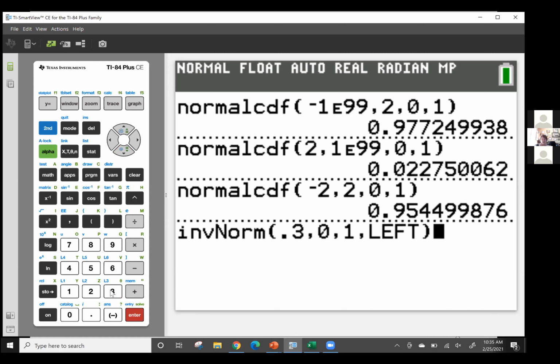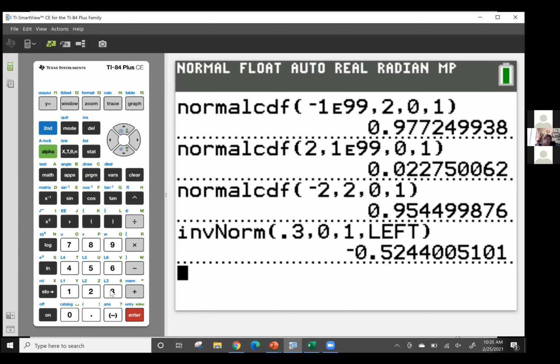So this is what it should look like. If you don't have the left or right, it should be 0.301. If you have a newer calculator, it's finding the area to the left. If not, it's defaulting to finding the area to the left, like a TI-83 will default to the left. So that's -0.5244. So for a z-score of -0.5244, the area to the left under the curve is 0.3.